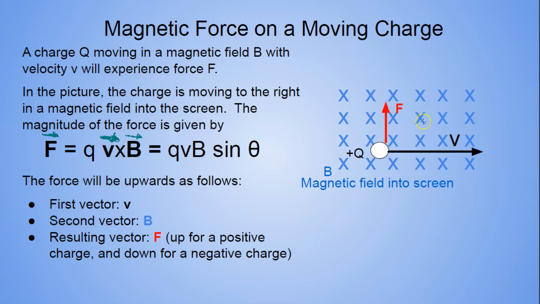V has a direction, B has a direction. These X's again go into the board. If you imagine an arrow... oh, my board's twisted, that's what's going on.